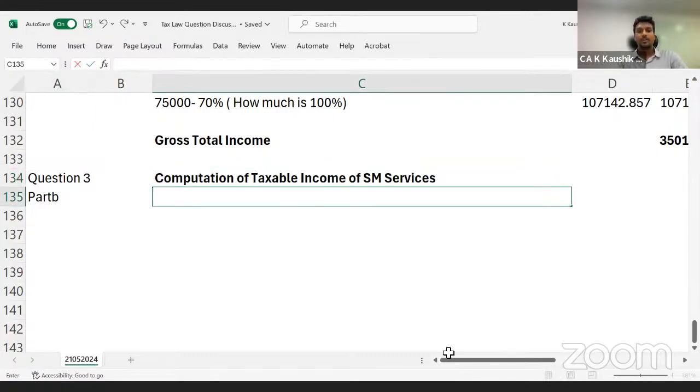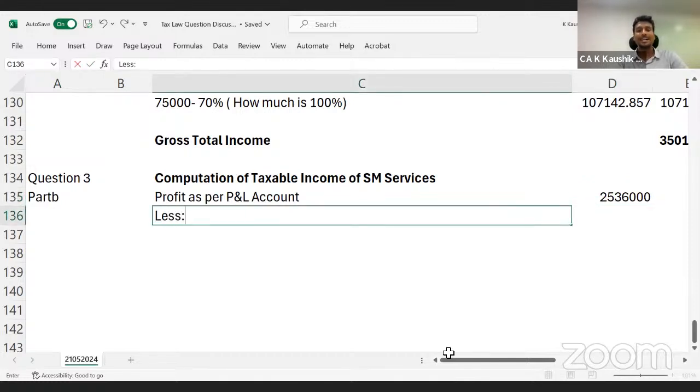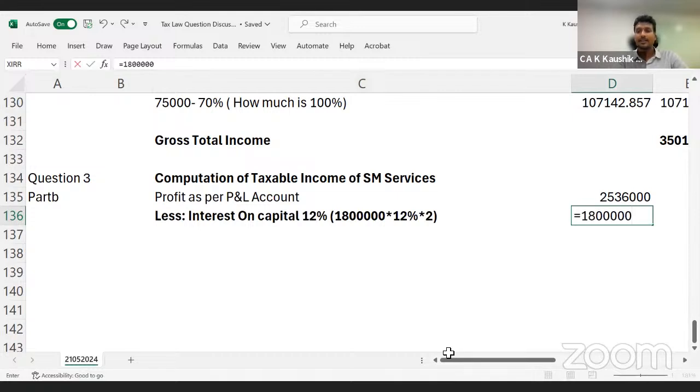First thing, profit as per P&L account. Now from this, what all is eligible? 25 lakh profit as per P&L account given is 25,36,000. Out of 25,36,000, first thing is less interest on capital up to 12%. Interest on capital allowed is 12% as per Partnership Act. So 12% on 18 lakhs each into 12% into 2. Okay, so this will become 18 lakhs into 12% into 2. That will give 4,32,000 as an eligible expenditure.